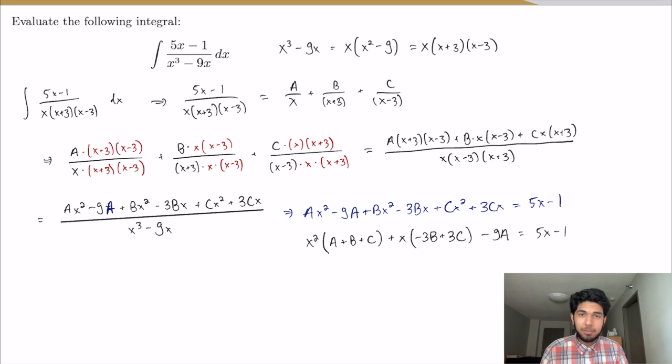Now it's easy to form the system of equations because we see here we have this x squared times some constant, but that constant must be 0 since there's no x squared term on the right-hand side. Similarly, we see an x times some constant, so that constant must be a 5 since that's what we see on the right-hand side, and this minus 9a should equal minus 1. So we can write that out.